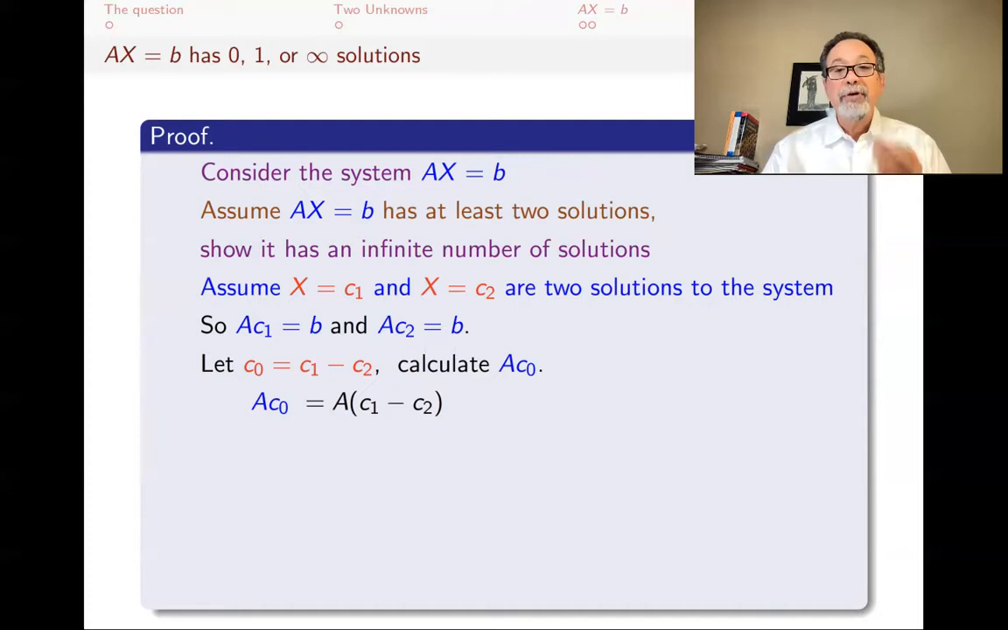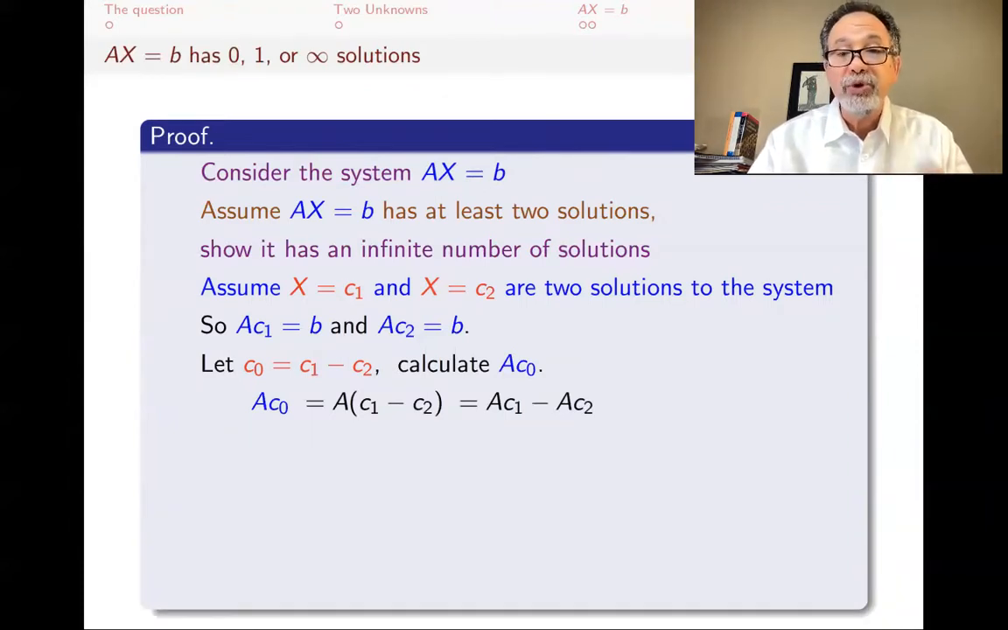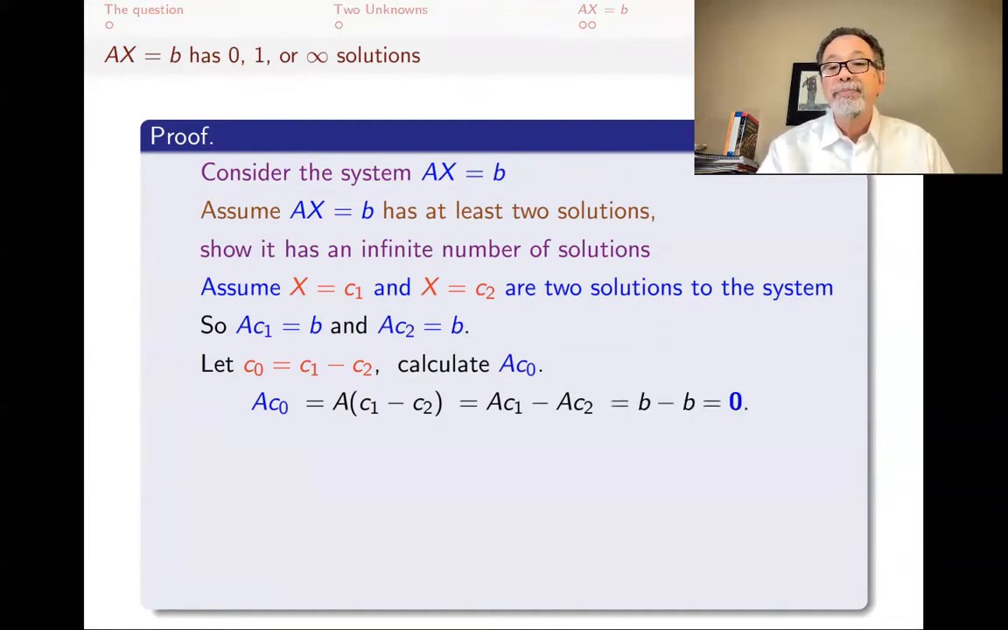Now, one of the properties of matrix multiplication is that you can use the distributive law. So if you have A times (C1 minus C2), you can distribute that and get AC1 minus AC2. But AC1, we knew what it was. Because C1 was a solution to the system, AC1 was B. That's one of the things we said. AC1 is B. AC2 is also B. And so what we have is B minus B, and that's the zero vector.